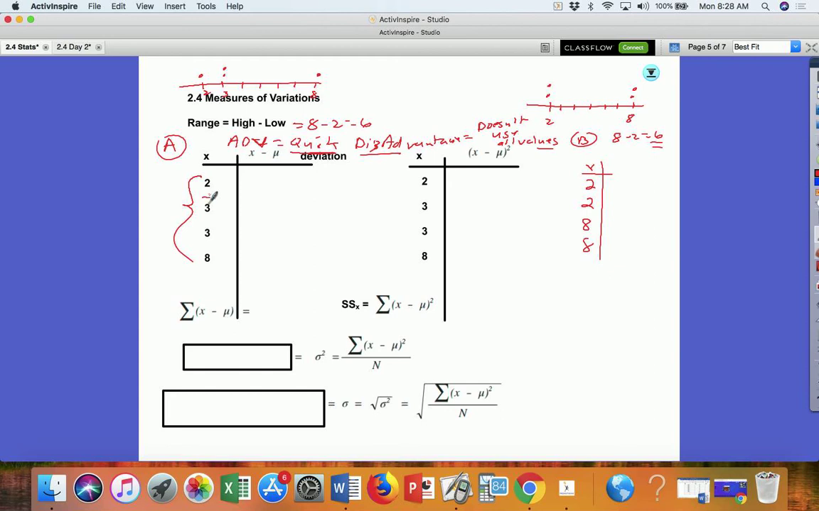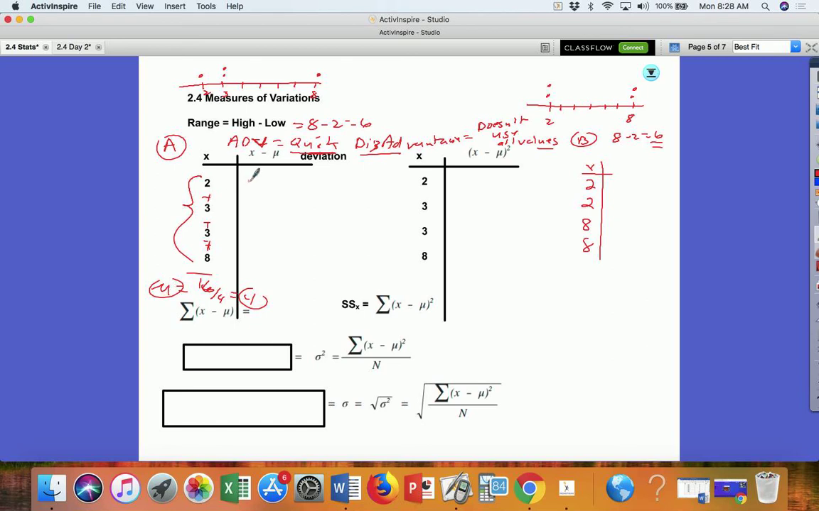If I calculate the mean here, I add them up and I get 16. 16 divided by 4 is 4. So the mean of the set is 4. I'm just saying for now that this is a population. This is a 4-item population, so this is the symbol for the mean of the population. So the mean is 4.